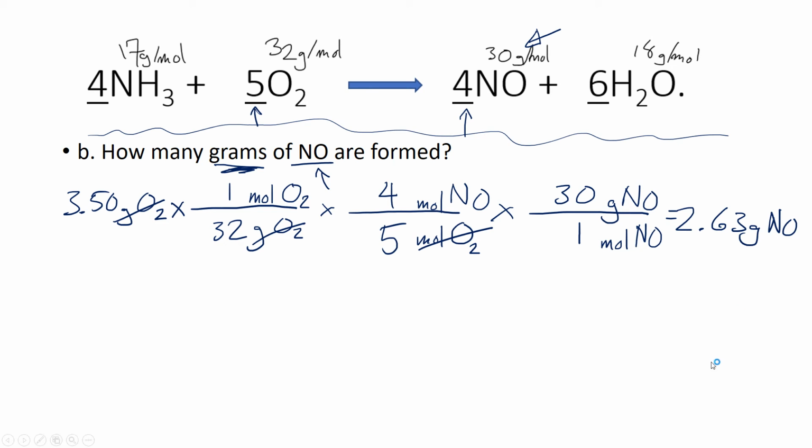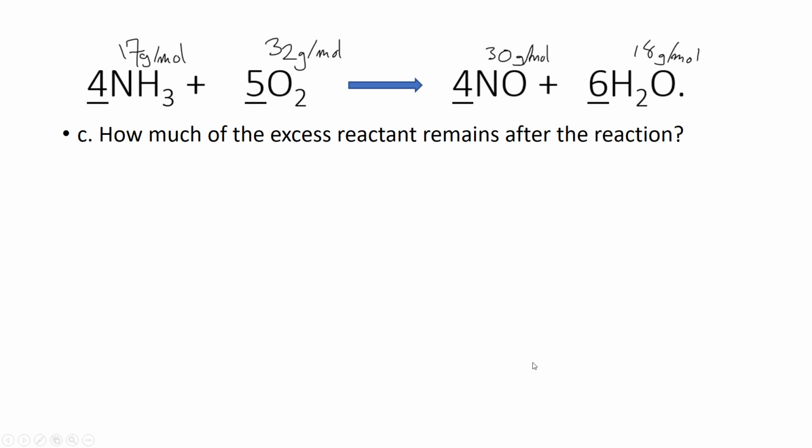Excellent. And now for the last step, this one kind of goofed us a little bit. How much excess reactant remains after the reaction? The easiest way to do it is to figure out how much ammonia is consumed. So how much NH3 is consumed? All right. So we know we started with, I forget, is it 3.25? 3.5, right? We know that we start with 3.50 grams of O2. And let's try to get to how many grams of NH3 that is.